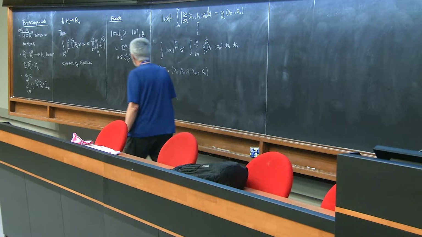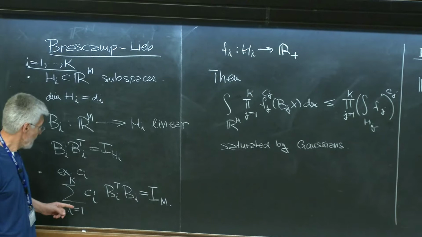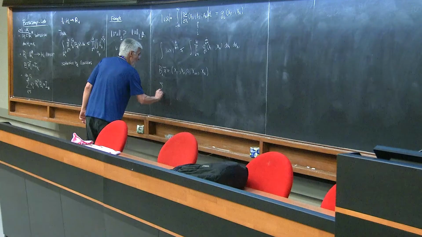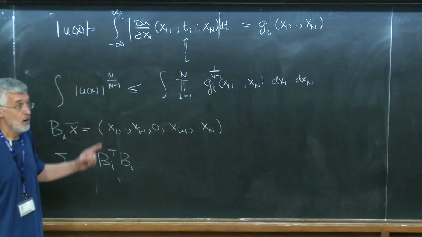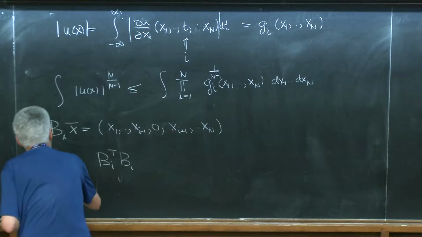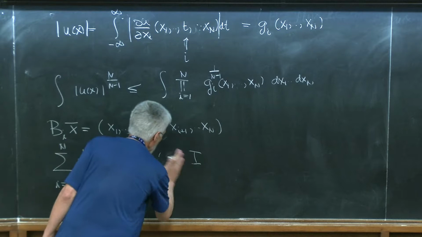So therefore, what are the Bi's? I defined it for you. The Bi transpose obviously is the projection. I mean, Bi Bi transpose is the identity on this space. And now what about this relation? Well, if you sum up the Bi transpose Bi, that's a kind of triviality, right? You get a diagonal matrix of ones, and at one point you miss one, and you have a zero. So what is the sum when you sum this from i equals 1 to n? That's just n minus 1 times the identity. So therefore, you put the 1 over n minus 1 here, and you get the identity of your whole space, right?